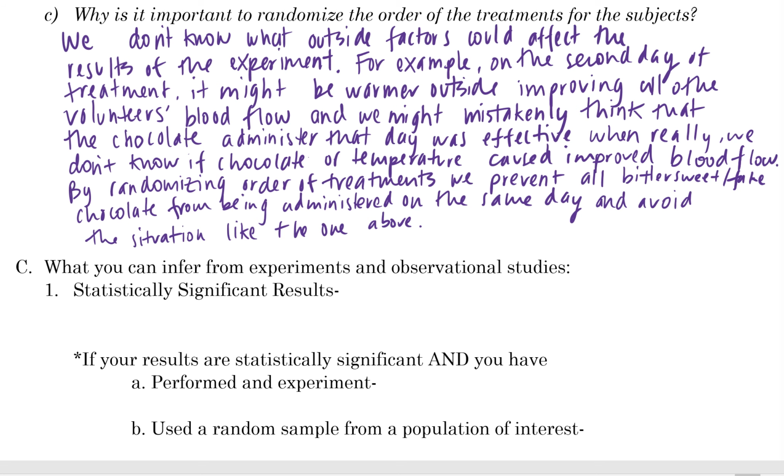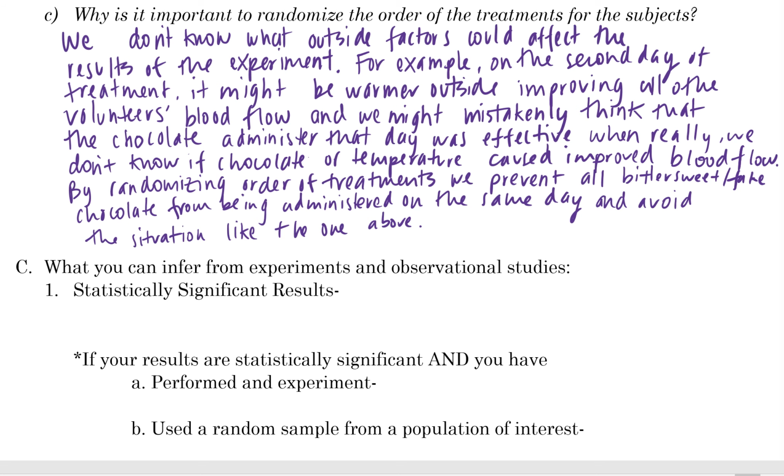So by randomizing the order of treatments, we should prevent all bittersweet or fake chocolate from being administered on the same exact day, and then we would avoid a situation kind of like the one I just described.